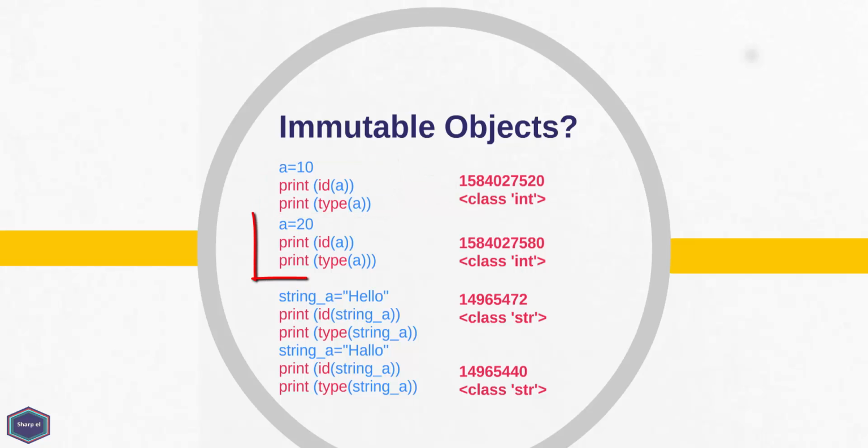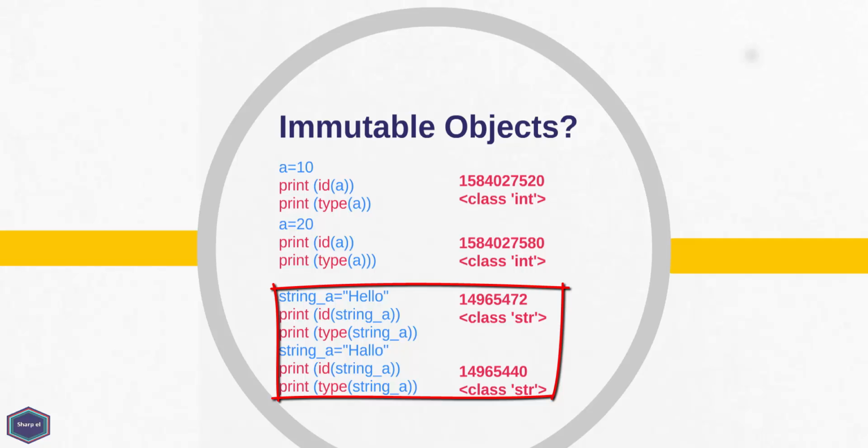Let's change the value of A to 20. Again, we call the id function. Now you can see that object A has a different memory address. Python has created a new object and discarded the old one. So Python didn't modify the object A but created a new one for us. As you can see in the next example, whenever we modify a string object, a new string object will be created.